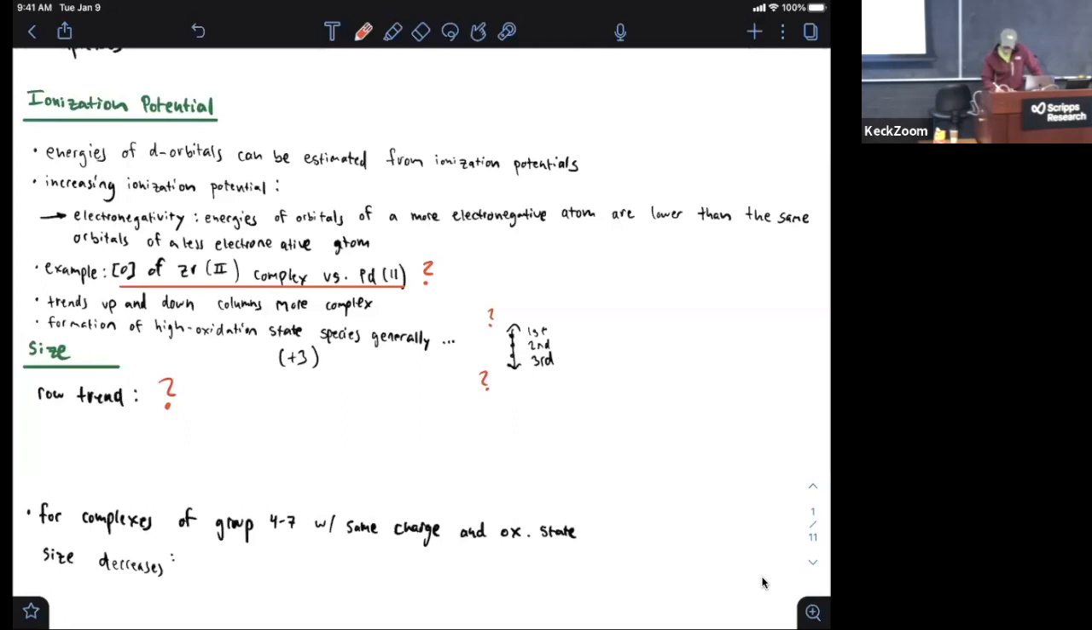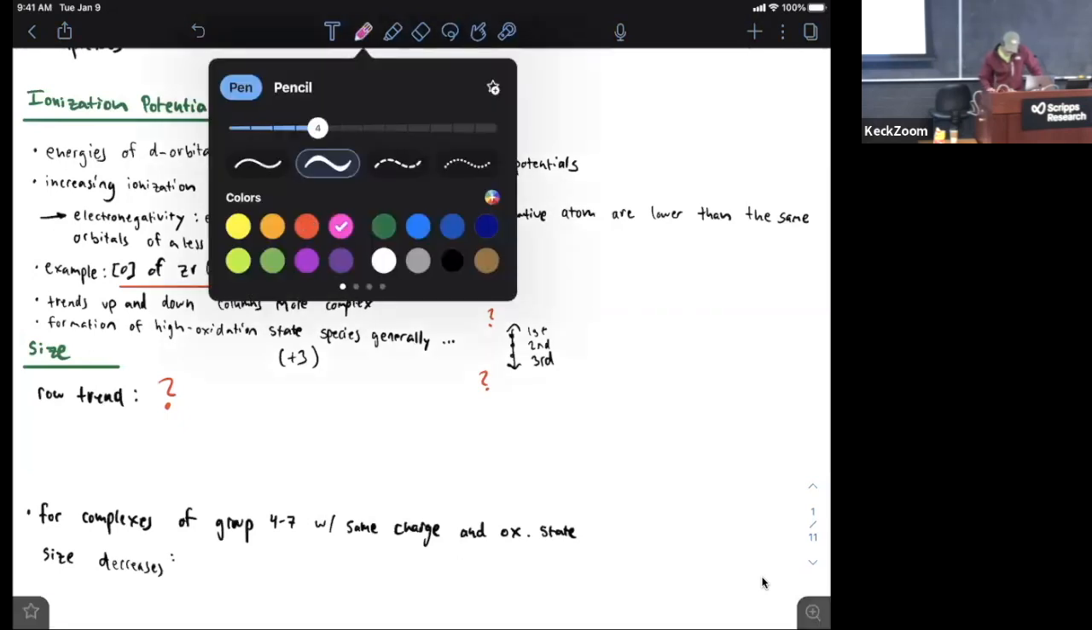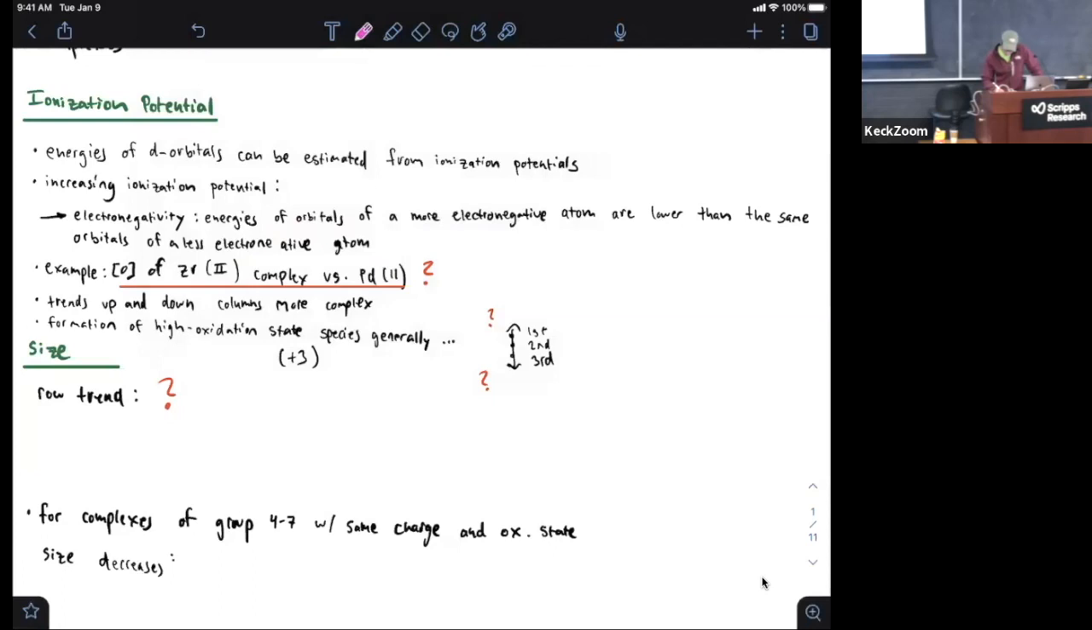Wenji, you sighed uncomfortably. What do you think? Because if you go towards the right of the table, it's getting more difficult to ionize. Okay, so increasing ionization potential going left to right.